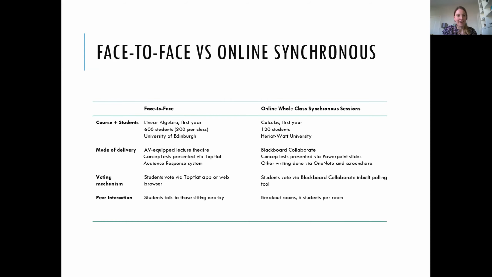So you'll see here that in order to do peer instruction, I need two things to happen. I need two things to be possible. I need students to be able to vote, so in some kind of polling tool, and I need them to be able to talk to a small number of their classmates, namely I need breakout rooms.